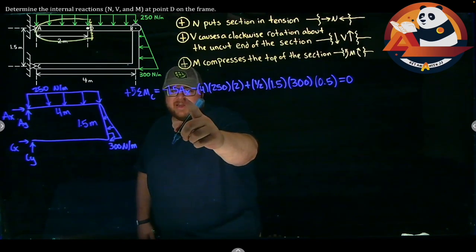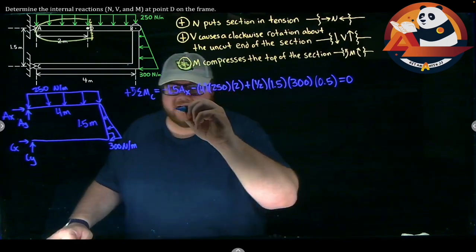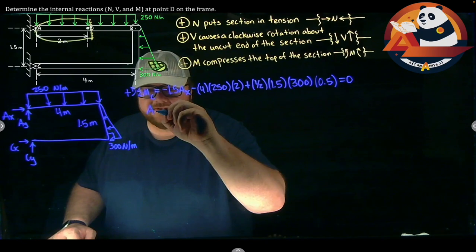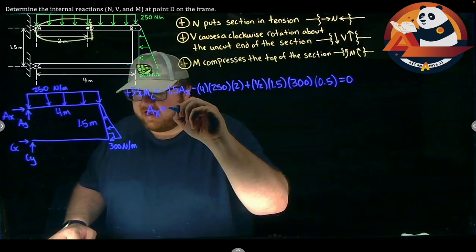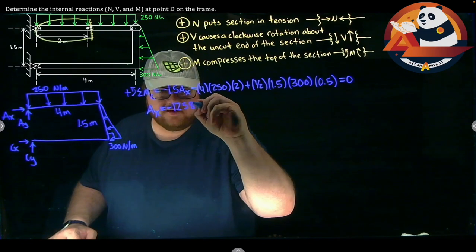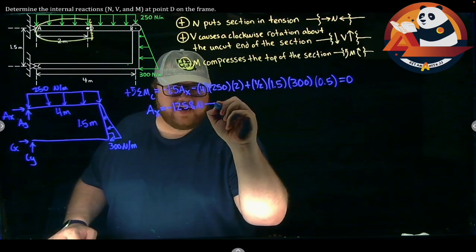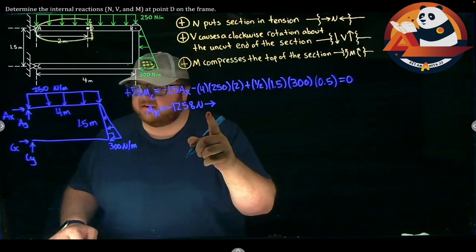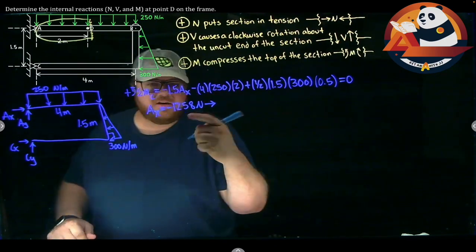If I solve that for AX, I'm going to get a negative number here. AX is negative 1258 newtons. That was negative when I assumed it went to the right in here. That negative, though, tells me it's really going to the left.